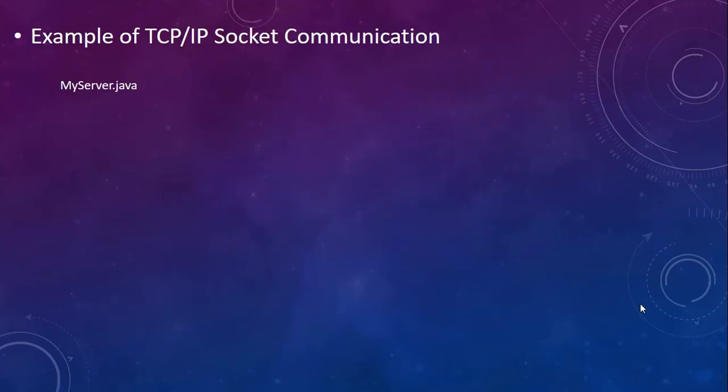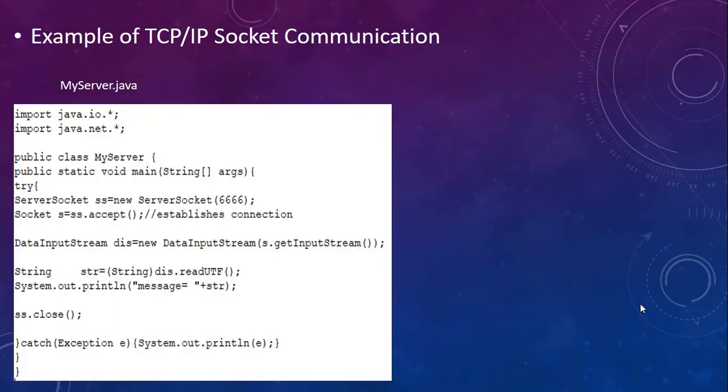Now let us go ahead and see an example of TCP/IP socket communication. So what I have done is I have created a project folder, and I have created a file called myserver.java. Now this is that myserver.java file. Similarly I will also be creating another file called myclient.java.